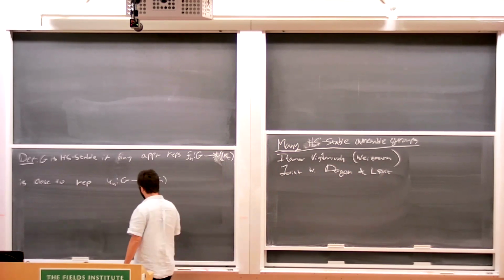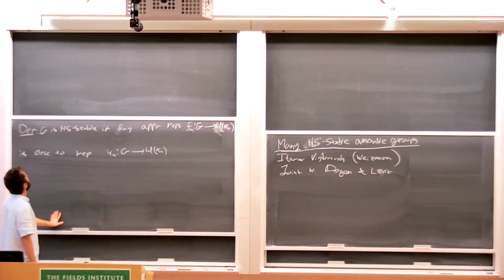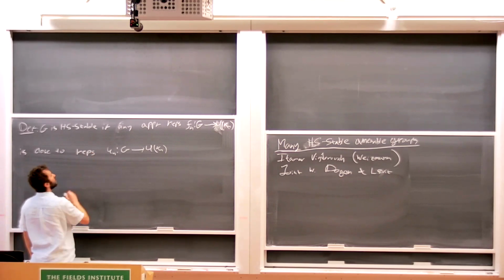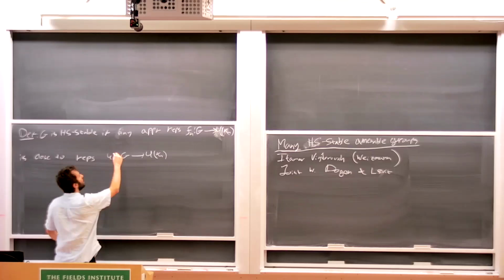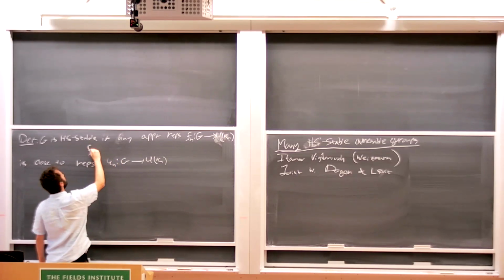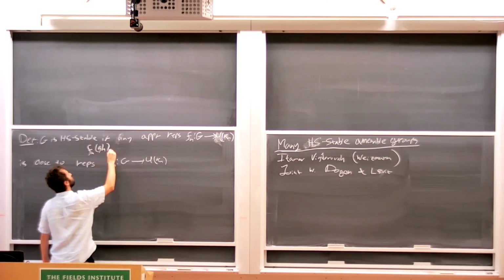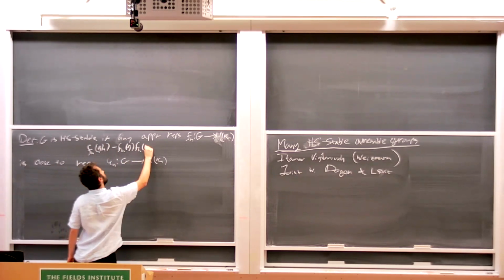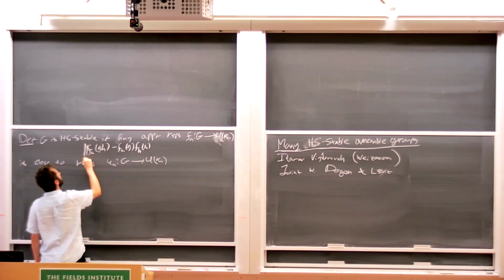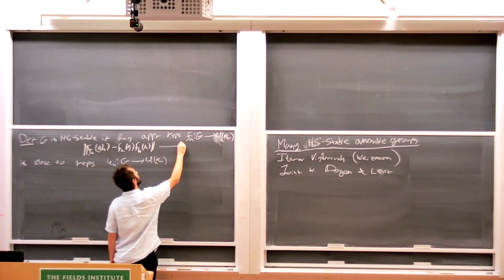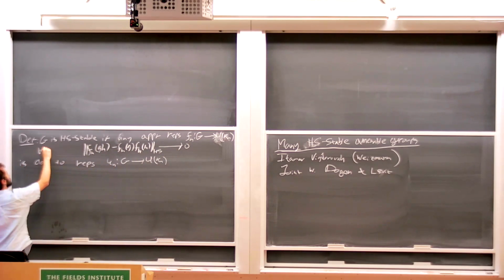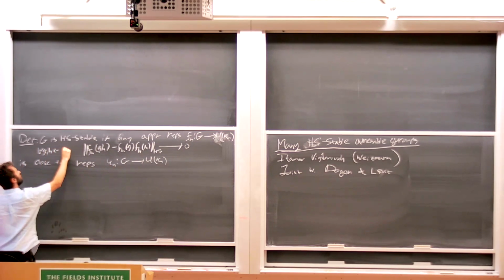So let's just recall the definition of Hilbert-Schmidt stability. A group G is Hilbert-Schmidt stable if any approximate representations are close to actual representations. Let's recall what it means to be an approximate representation. It means that when we check this homomorphism relation, it asymptotically vanishes. This is in the Hilbert-Schmidt norm, and this happens locally. So for each g and h separately, we have this limit.